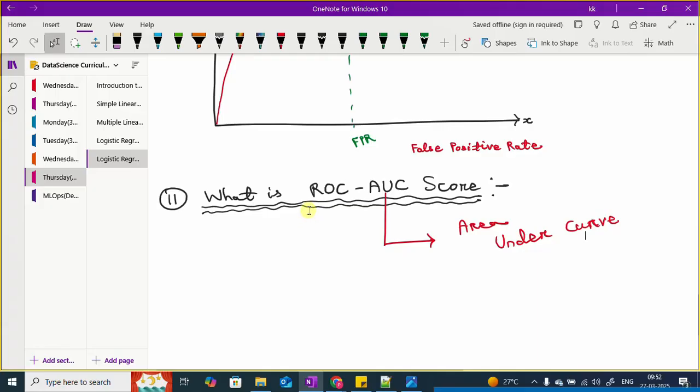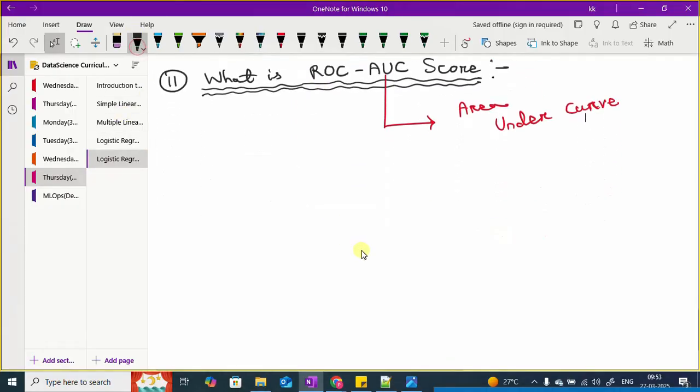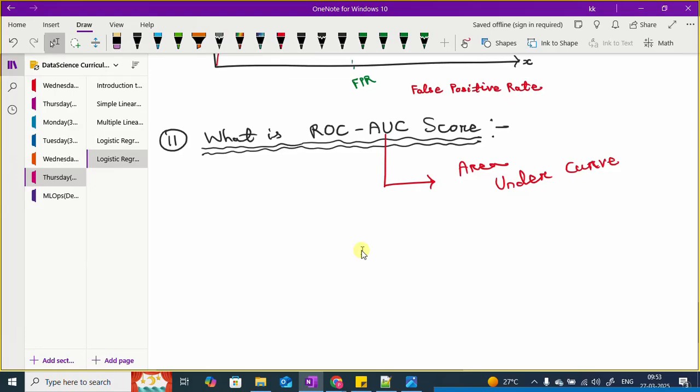What is AUC, area under curve? Then what is the AUC score? Obviously, it will be some numerical value, which we will see. Based upon that AUC score, how do we decide whether it is a perfect model, a good fit model, or a random model that is not a good fit? Now let me draw the same diagram once again to explain what the AUC score is.